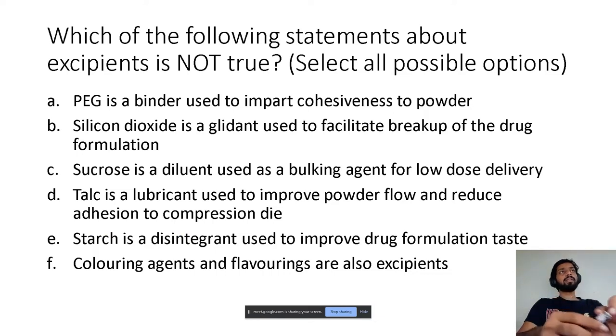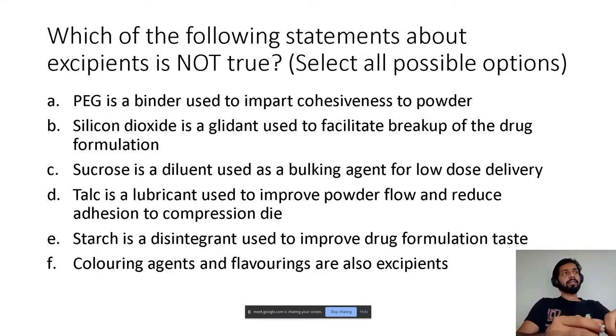Which of the following statements about excipients is not true? PEG is a binder used to impart cohesiveness to powder. Silicon dioxide is a glidant used to facilitate breakup of the drug formulation. Sucrose is a diluent used as a bulking agent for low dose delivery. Talc is a lubricant used to improve powder flow and reduce adhesion to the compression die. Starch is a disintegrant used to improve drug formulation taste. Coloring agents and flavoring agents are also excipients. Excipients are added along with a vaccine or medicine.